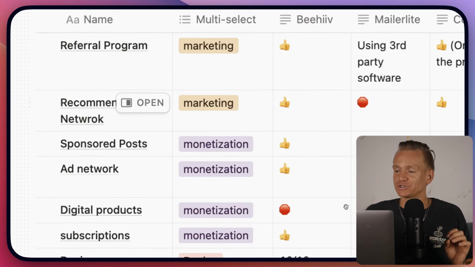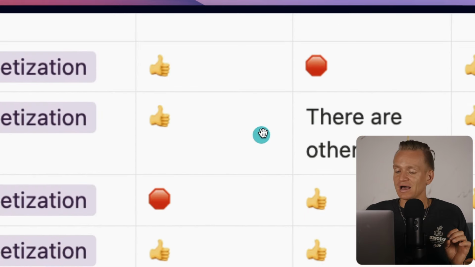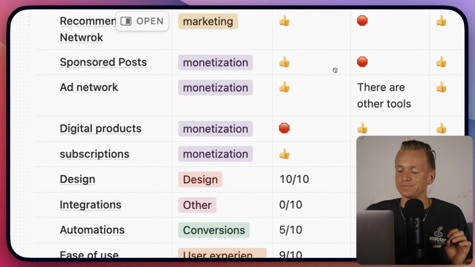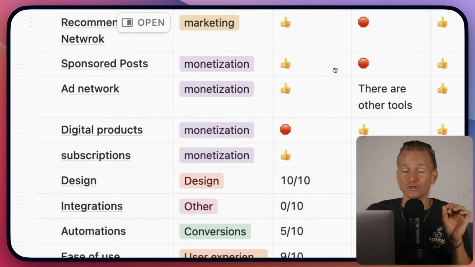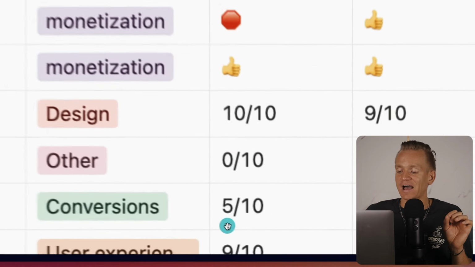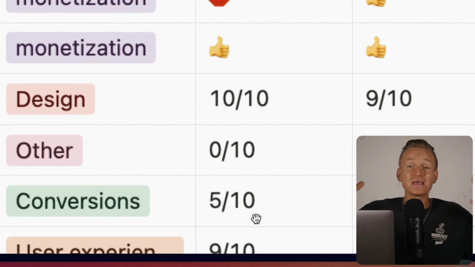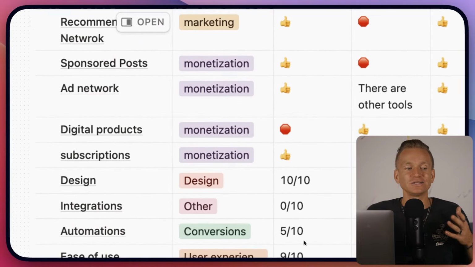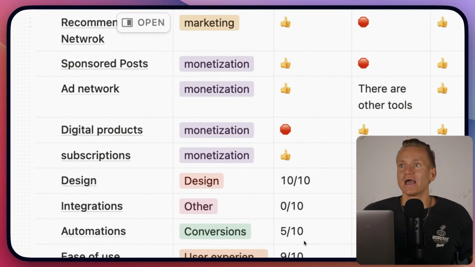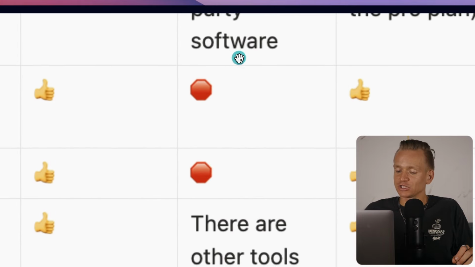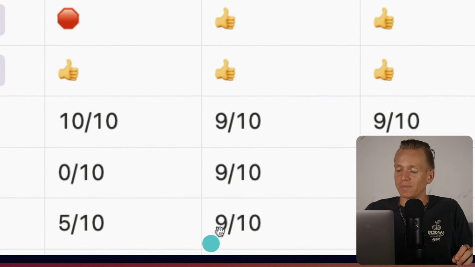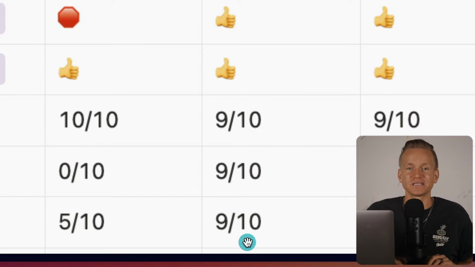So when it comes to Beehive, unfortunately it doesn't have many automations yet. They actually just started implementing automations a couple months ago of me making this. So it's a 5 out of 10 because they have some of the basic ones that you will need, but they don't have more advanced features like, for example, A/B testing within the automations, and they are lacking certain triggers and things like that. MailerLite actually has really amazing automations. I will give it a 9 out of 10.